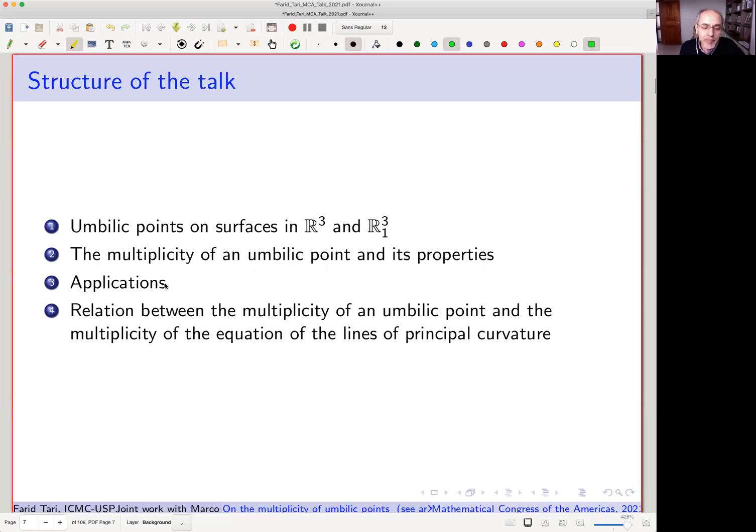Then we'll give some applications, and finally relate the multiplicity of an umbilic point to the multiplicity of the equation. This is a notion Bruce and I defined a while ago. If you have a binary differential equation, then you can define its multiplicity. And it happens that there is a relation between the multiplicity of the umbilic point and the multiplicity of the differential equation of the lines of principal curvature.